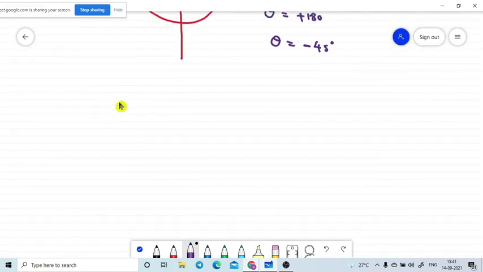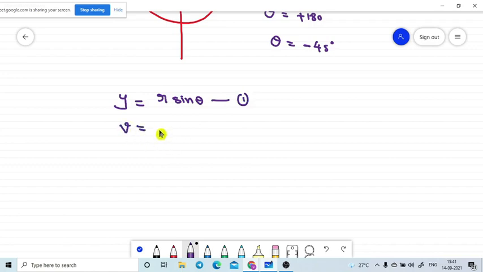We are already familiar with the displacement of the particle: y is equal to R sine theta, which we just derived. Let's assume this is equation number 1. The velocity of the particle is equal to R omega sine theta. No, it is not sine theta, it is cos theta.